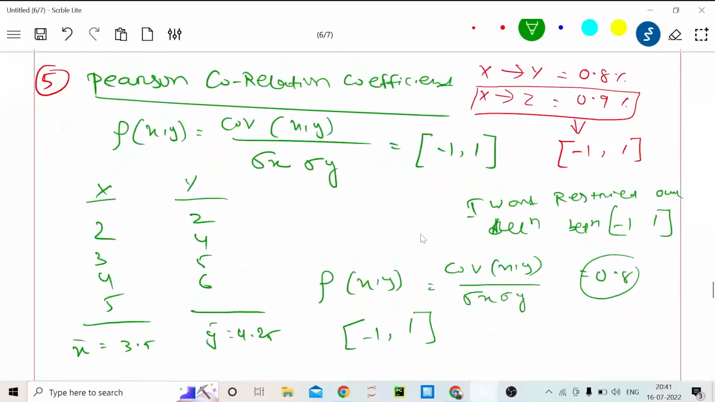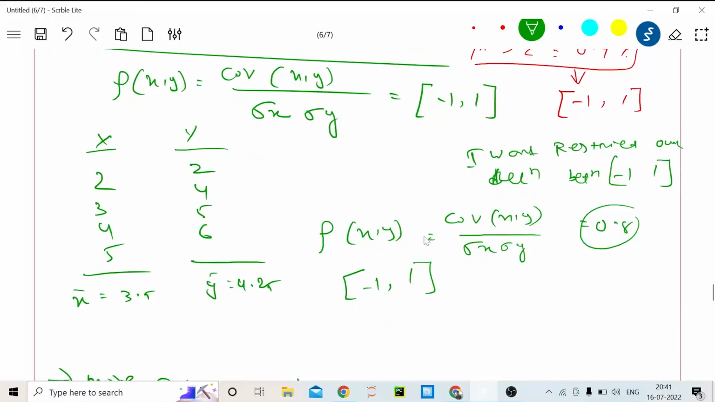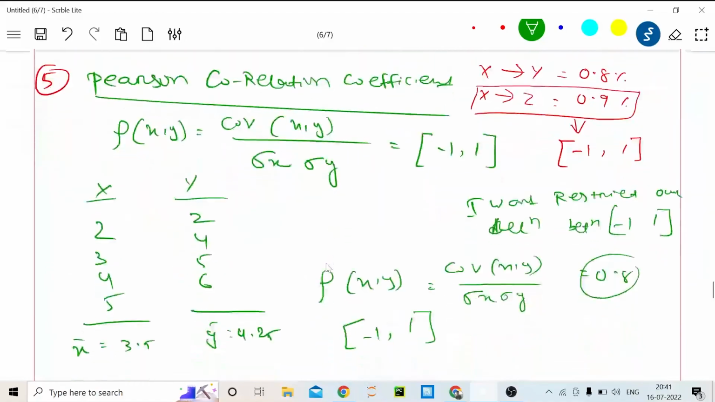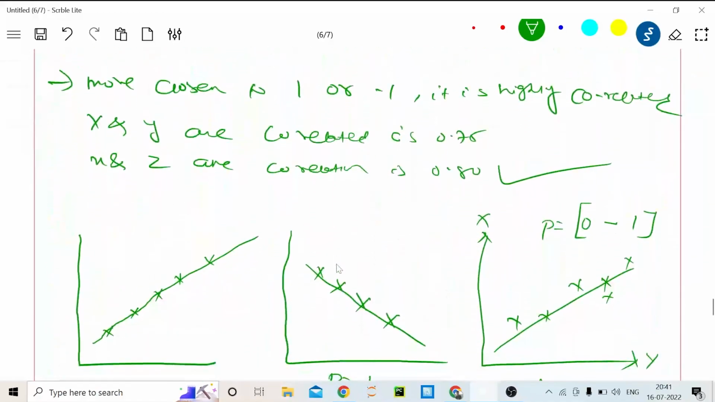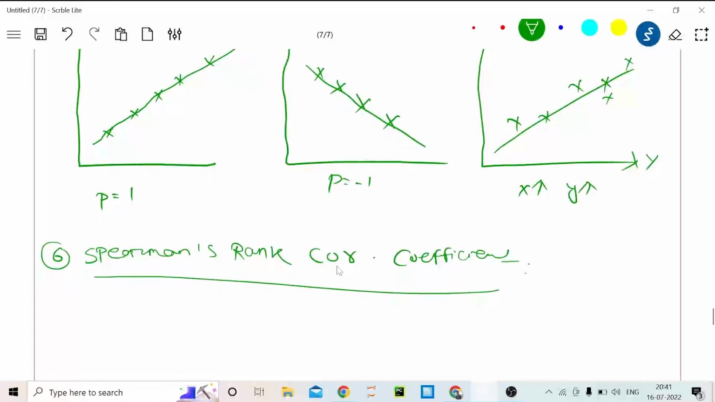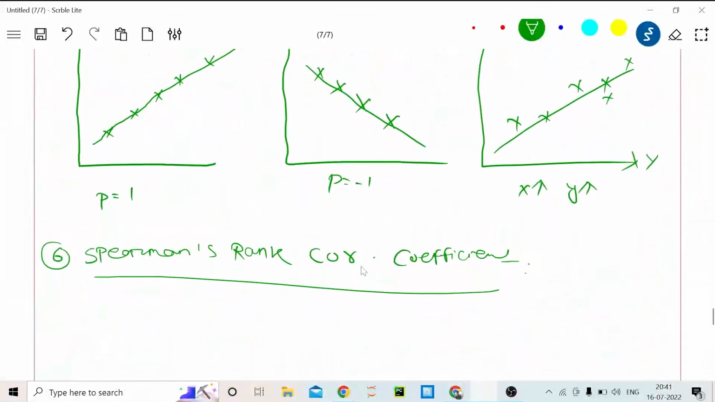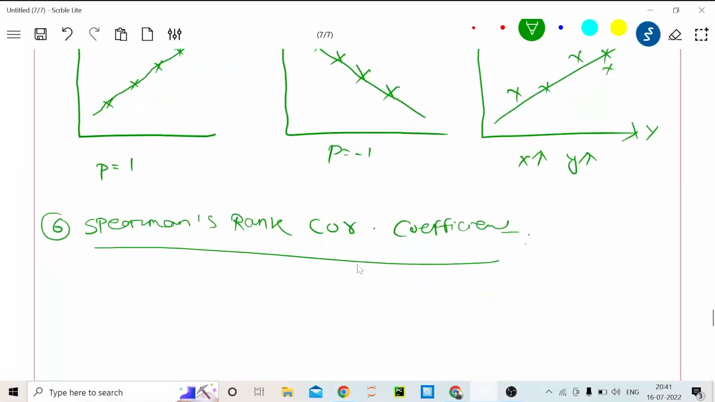In covariance, there is no limit. In Pearson correlation, we restrict the value between -1 and +1, and the closer to +1 or -1, the more correlated, and the further from -1 and +1, the less correlated. That is nothing but the Pearson correlation coefficient. After that, there is another correlation coefficient, the Spearman rank correlation. Just ask me if anyone has any doubt in Pearson. If no one has a doubt, we can continue to Spearman rank correlation.